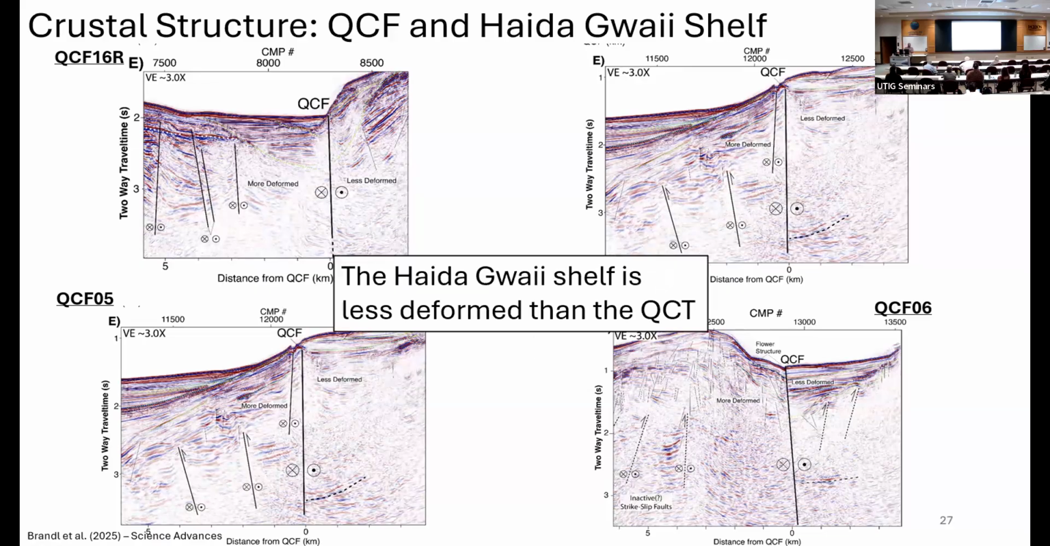If we look at the shelf structure, the Haida Gwaii Shelf is much less deformed than the Queen Charlotte Terrace is. This points to the Haida Gwaii Shelf maybe acting as a backstop for the deformation that's occurring within the Queen Charlotte Terrace.